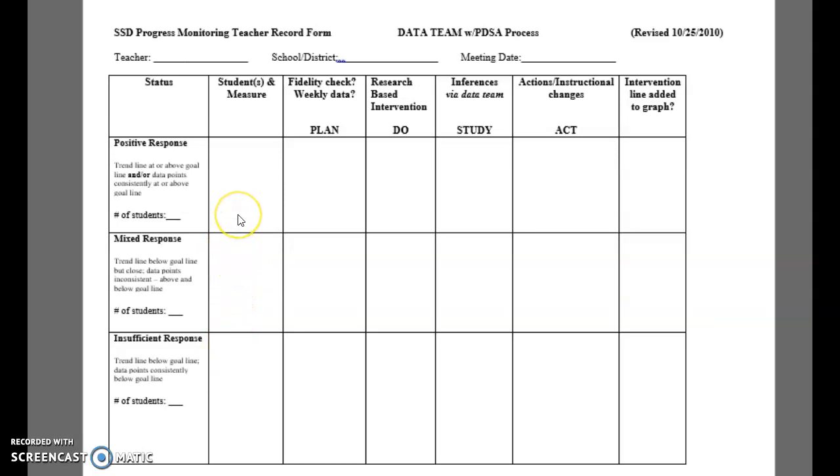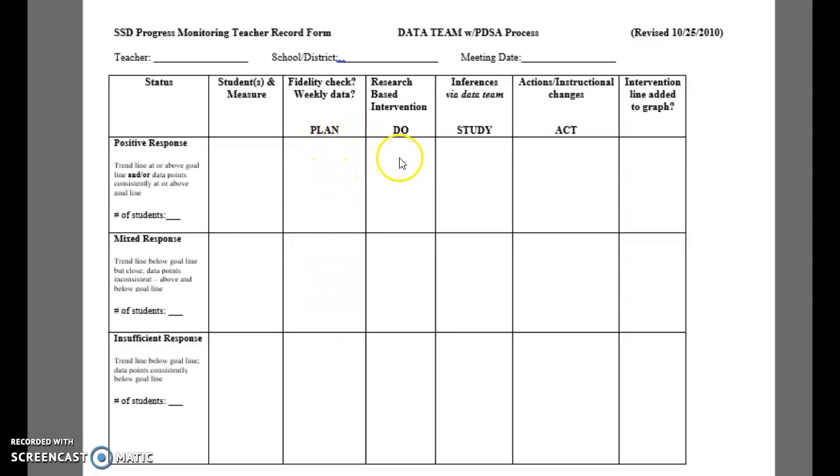And if the data being referred to doesn't have a trend line, that's okay too. You should just be able to speak to whether or not students are making progress. Next, I move on to my plan. I ask myself if I'm following my plan with fidelity and if I've collected my weekly data.